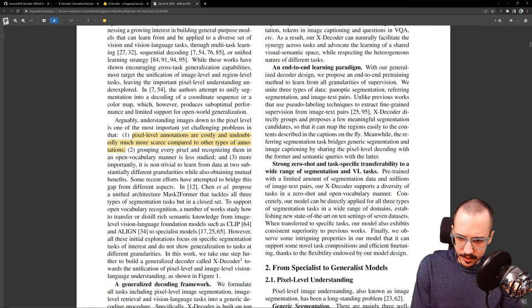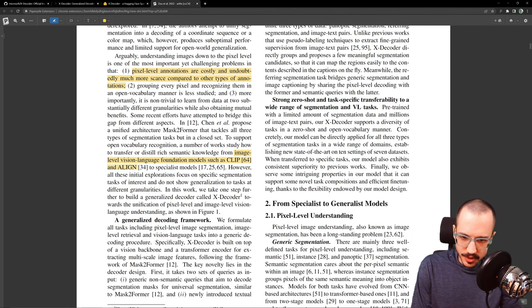Okay, you have a couple different works here. A number of works study how to transfer or distill rich semantic knowledge from image level vision language foundation models such as CLIP and ALIGN. Okay, that's interesting. That's what I would have guessed they're doing here, but maybe the fact that they're saying it here means that they're not doing this.